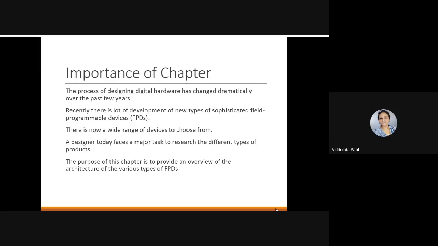Recently there is a lot of development of new types of sophisticated field programmable devices. There is now a wide range of devices to choose from.